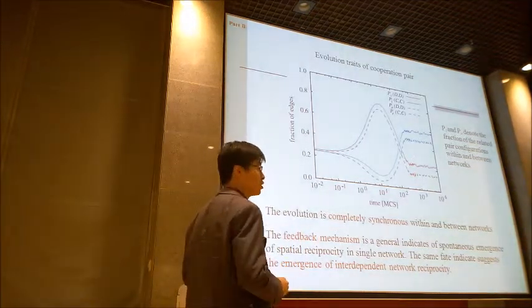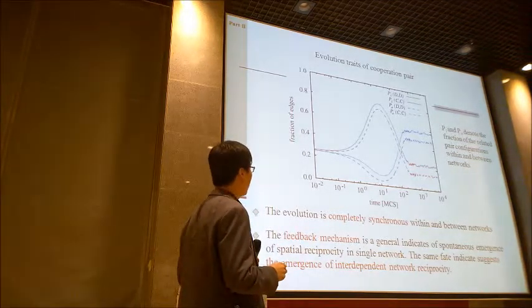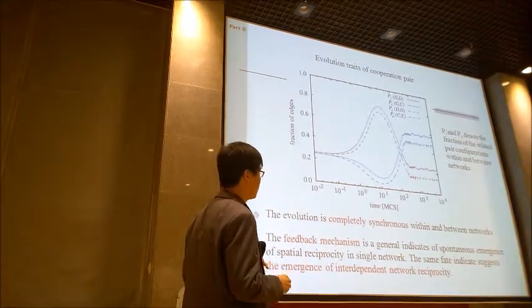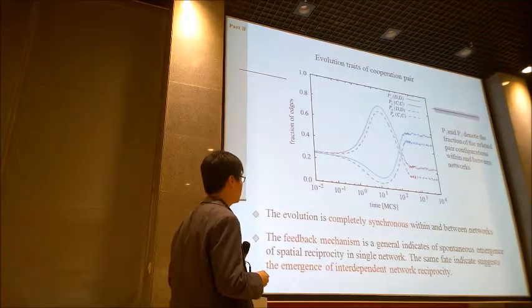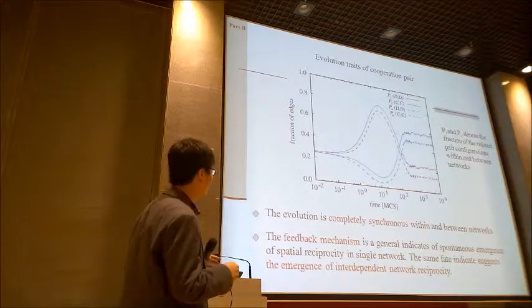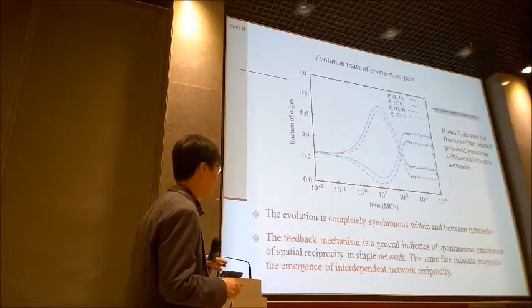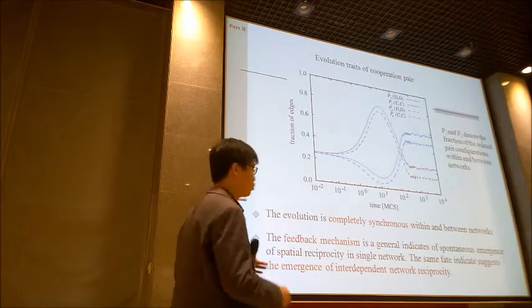In this figure, we use solid lines to denote the fraction of cooperators within networks, and we use dashed lines to denote the fraction of cooperators between networks. From this figure, we can see the evolution is completely synchronous within and between networks.